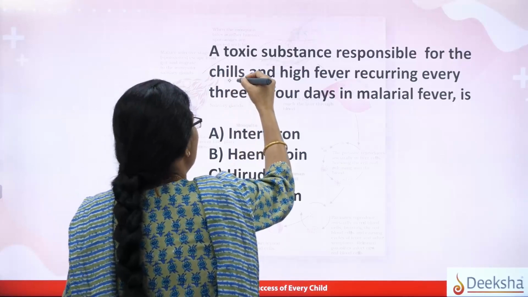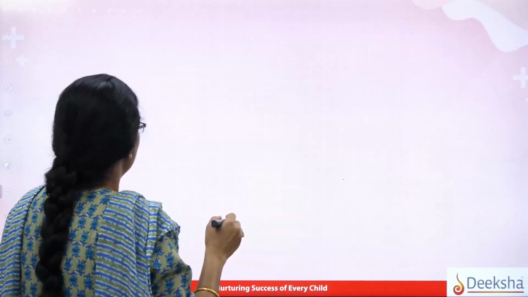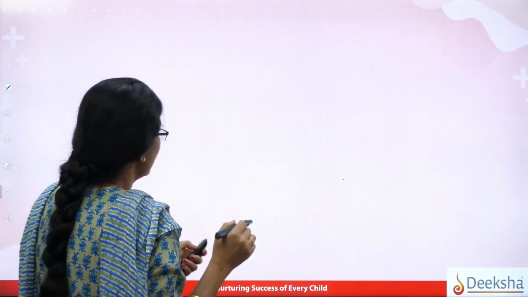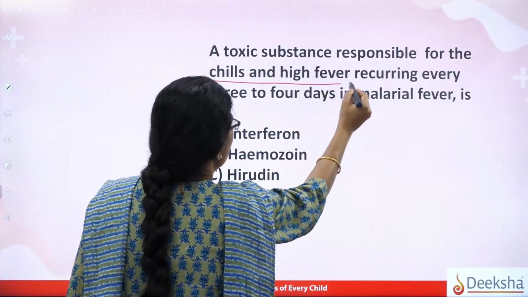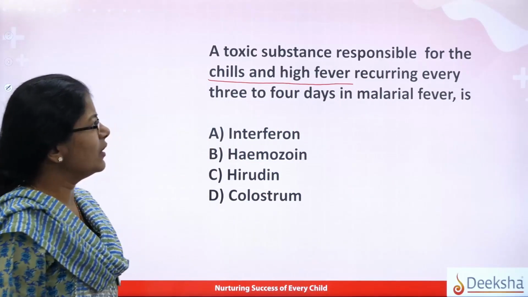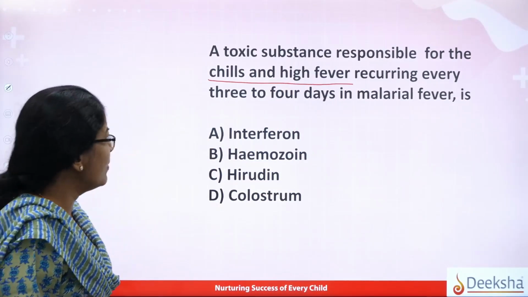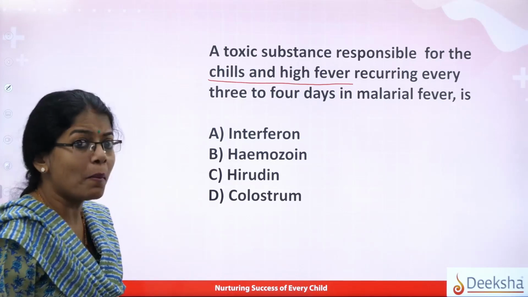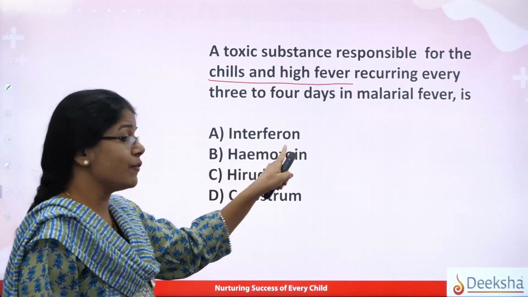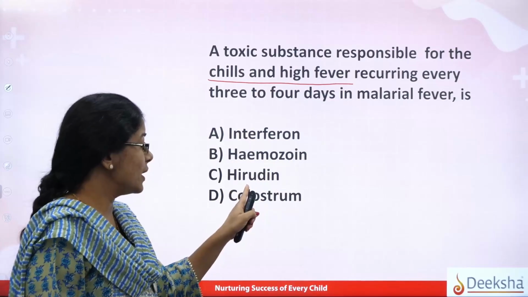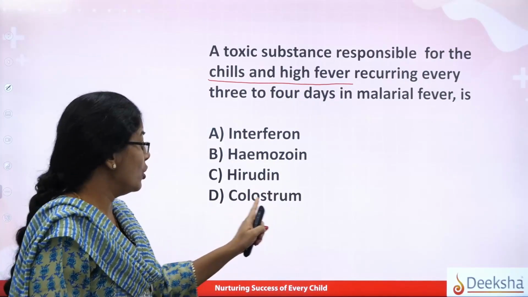I just said that in malaria fever one symptom is the most common, and that is the symptom here. So what is the symptom here? Sudden fever and high chills. Chills and high fever recurring every 3 to 4 days in malaria, and that is because of what compound? Yes, any guesses? The options are interferon, hemozoin, hirudin, colostrum.